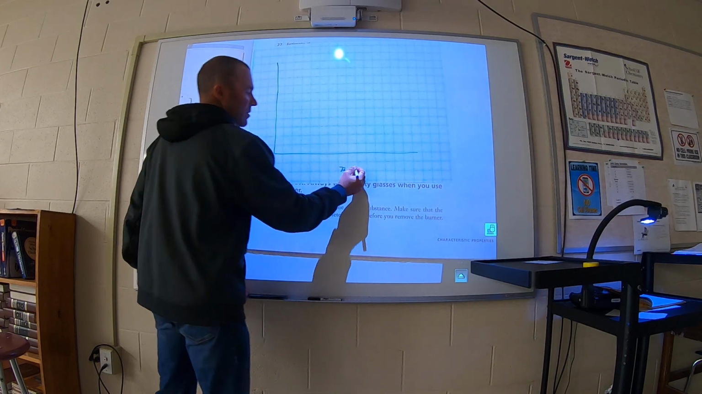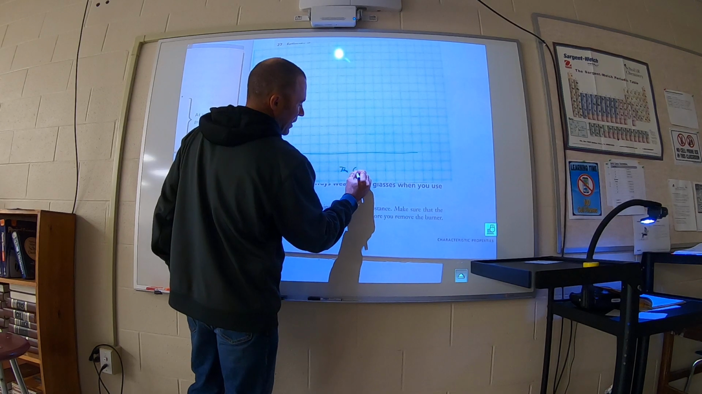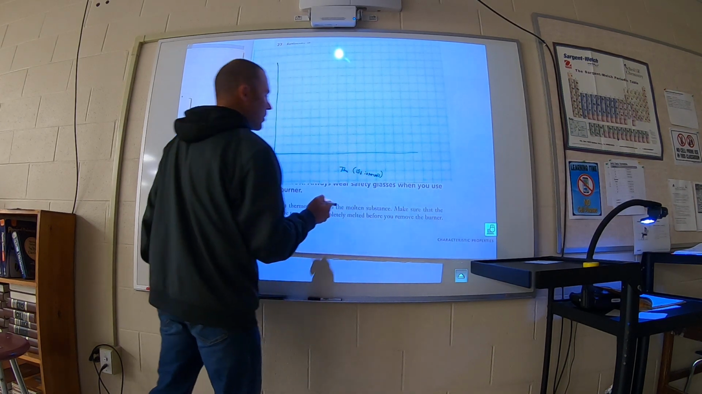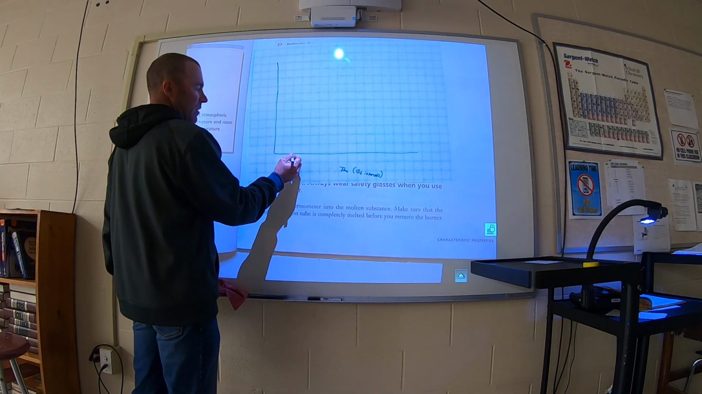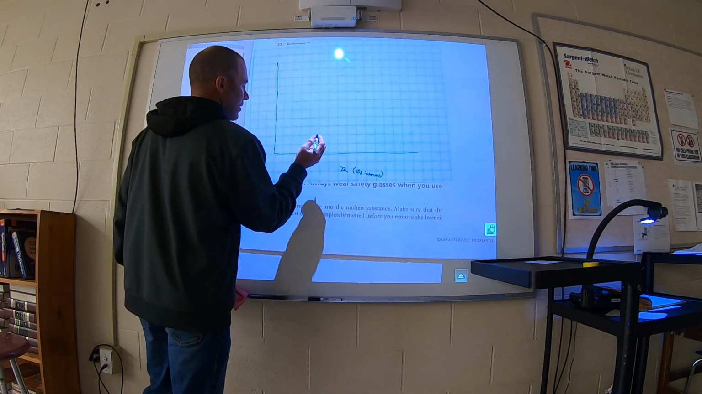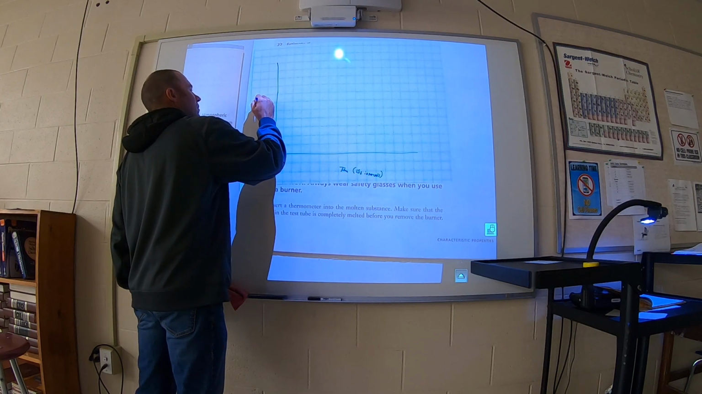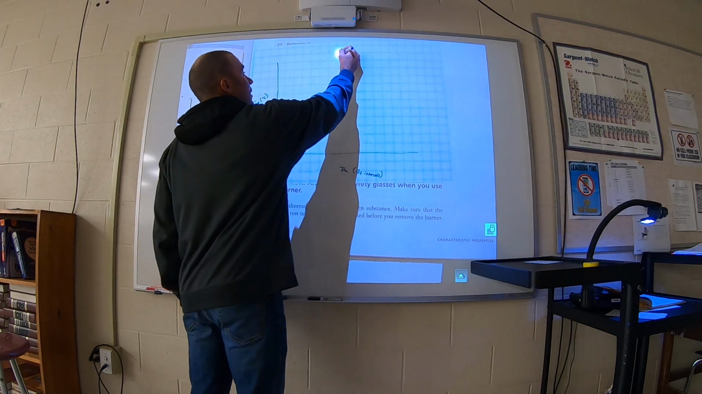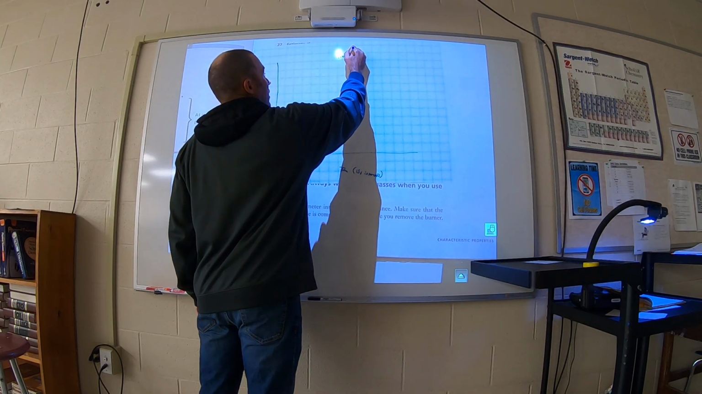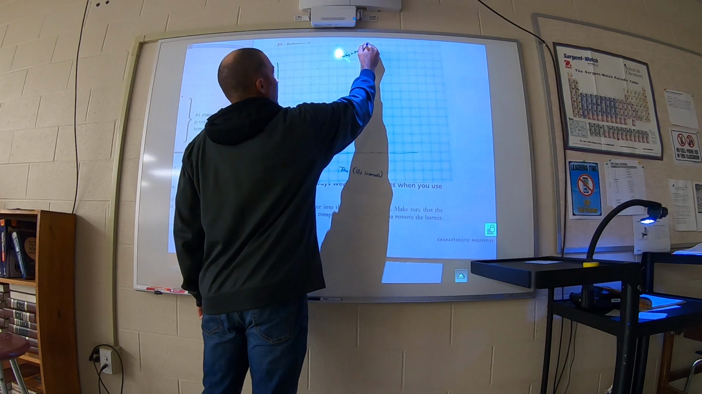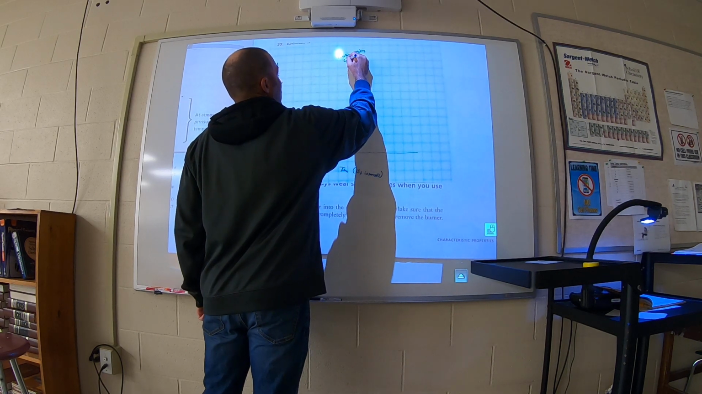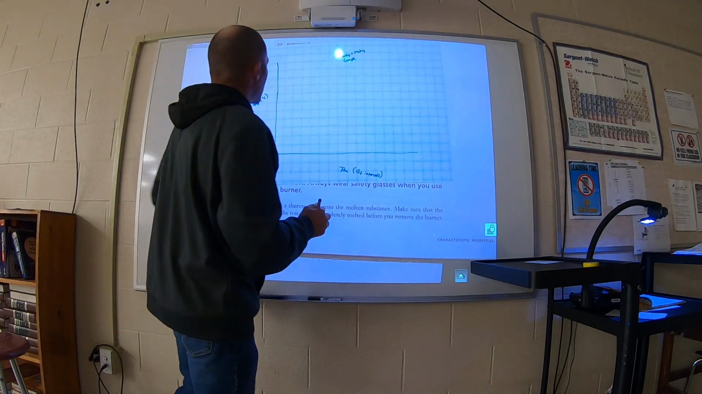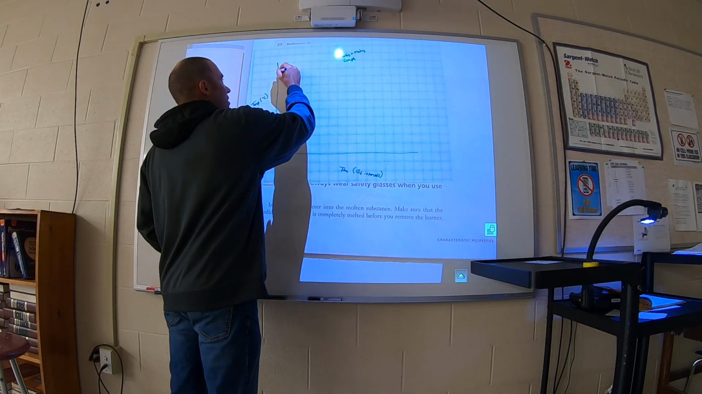time across the bottom with some sort of label, probably 15-second intervals would be the easiest way to do it, but you could have gone 0, 15, 30, 45, 60, whatever, and then temperature in degrees Celsius over here, and then give it a title, freezing and melting graph. So what this graph should have looked like, I'm not going to put all the numbers in there. Again, I'm just going to sketch it.